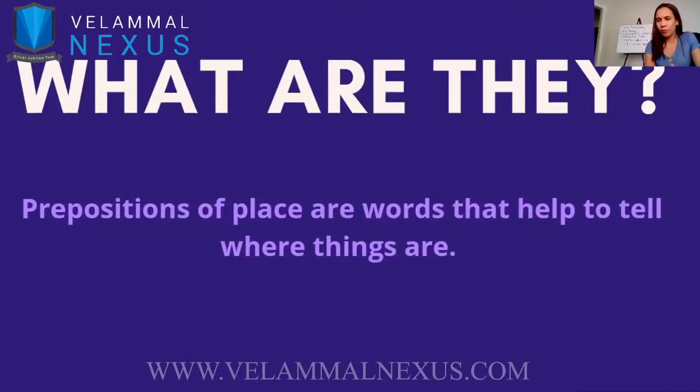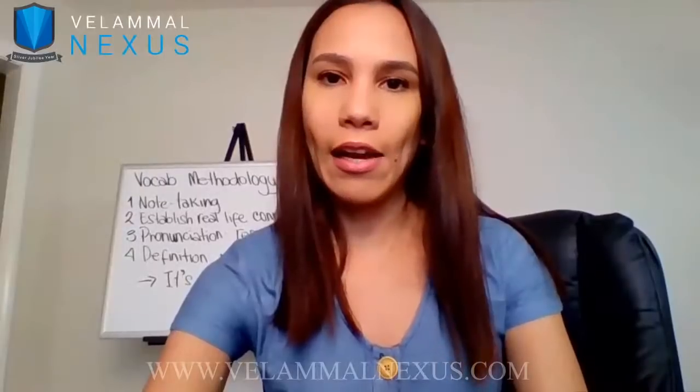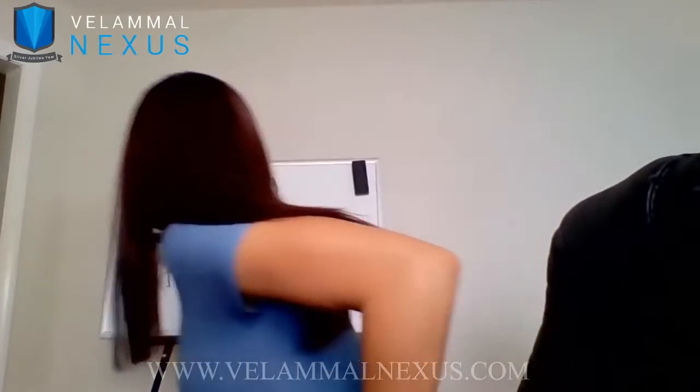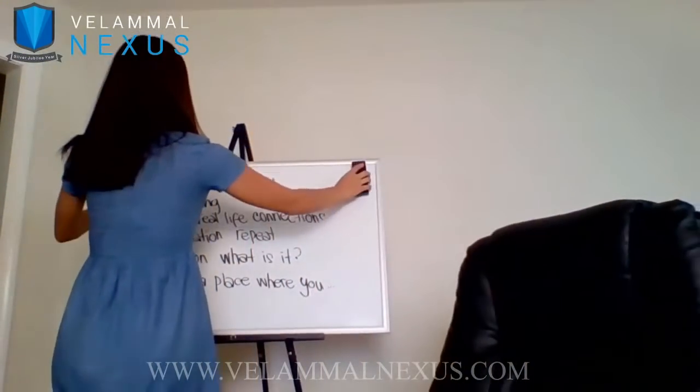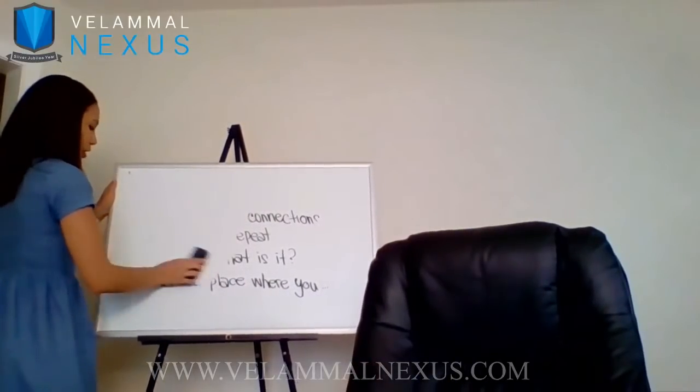What are prepositions of place? Prepositions of place are words that help you tell where things are. So this is a key word. Again, I'm going to erase this and we are going to pay attention to the board. So actually, let me stop sharing right now. And I want to focus your attention on the screen. So let me erase this. Let's erase all of this.